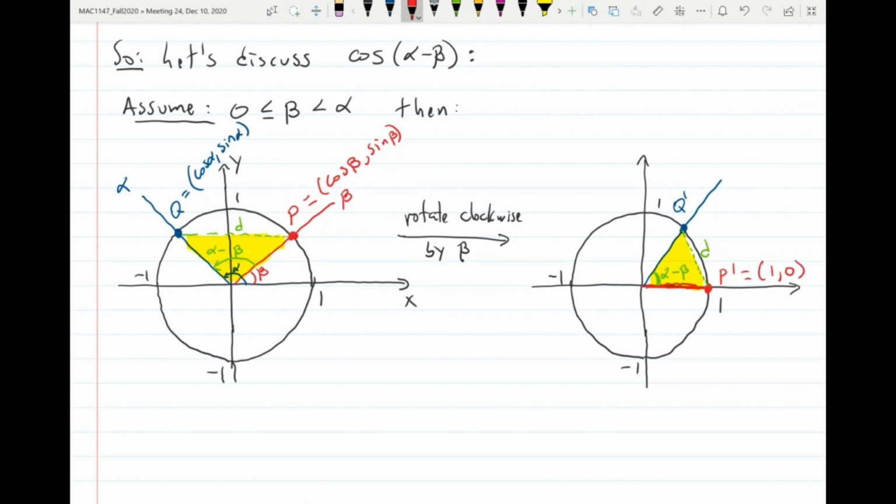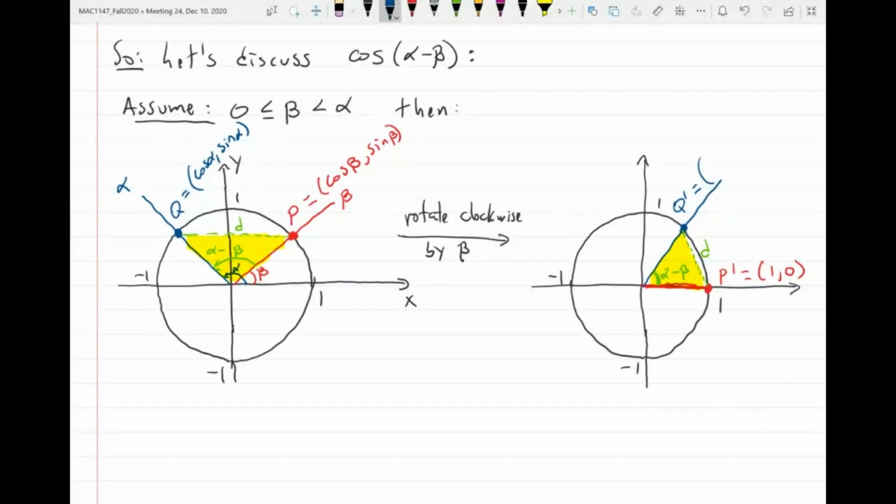1, 0. Very good. So P prime now becomes 1, 0. That's the reason why we did the rotation. We rotated it so that we can get something nice. When you do the rotation by beta, that makes the terminal side of beta coincide with the x-axis. So now P turns into P prime, but now the coordinates are nice. It's 1, 0. And then what are the coordinates of Q prime?